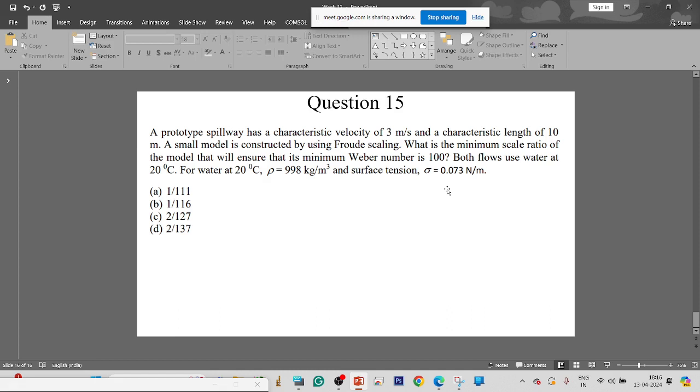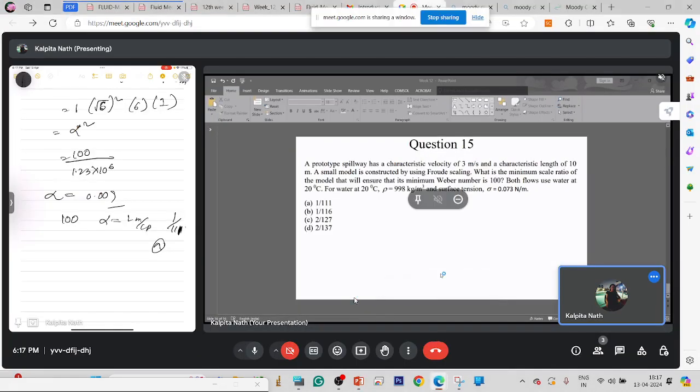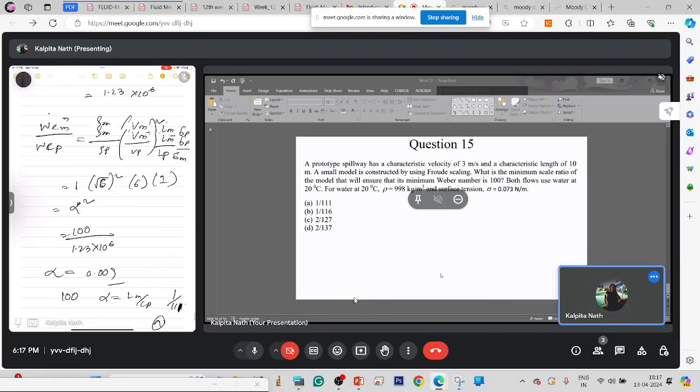Thus the model Weber number will be greater than 100, and alpha, that is Lm upon Lp, should also be greater than 0.009. That means 1 upon 1. So this is the option. This is the solution for this.